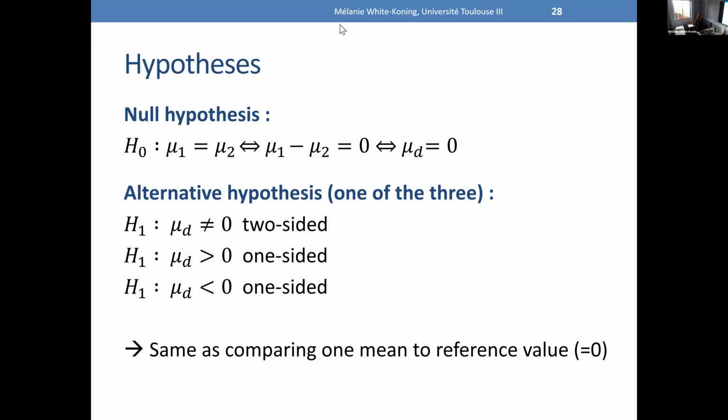It was mu1 equals mu2 and mu1 different to mu2, but you can see that you can write that relative to 0. So you can say that's the same as mu1 minus mu2 equals 0, which is the same as mu of the difference equals 0. Therefore, you can write the alternative hypothesis as mu of the difference is different to 0. That would be a two-sided or bilateral alternative hypothesis, or you can do greater than 0 or less than 0.